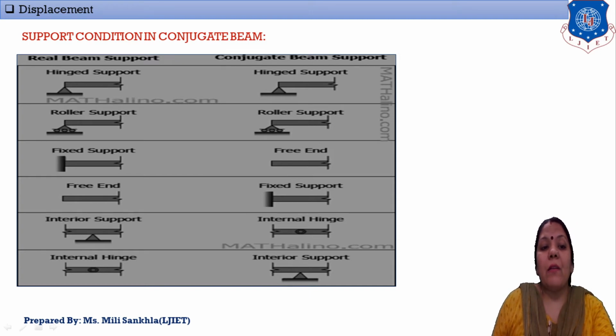Now the internal support, that means here an internal support is given. Look at this: this internal support is converted into an internal hinge. This is how the support conditions of the real beam convert to the conjugate beam. And if an internal hinge is given, then this internal hinge is converted into an internal support, which is nothing but our internal roller. This is the support condition of real beam and conjugate beam.